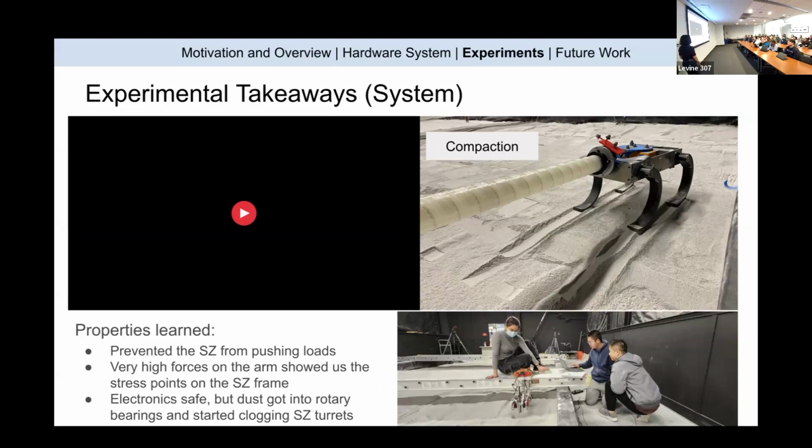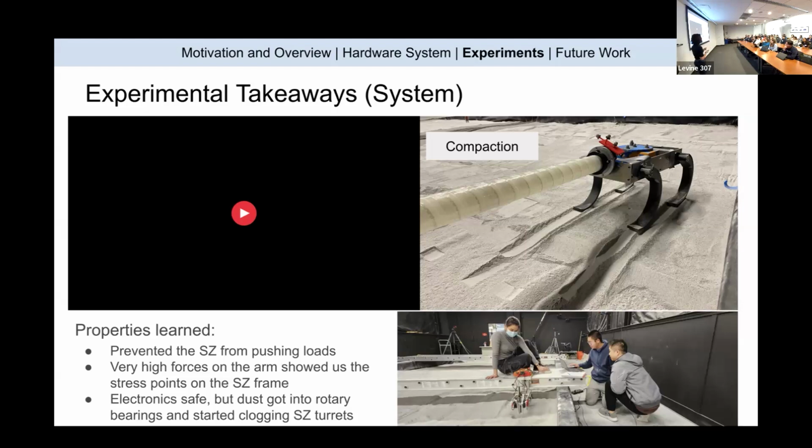is that because it was so dense, it prevented our spiral zipper from being able to push the loads as much as we wanted it to. So some of the design modifications will be strengthening the spiral zippers so they're strong enough to actually pull our desired loads through. It also showed us where all the stress points were on the turret part, the frame. So again, some of the redesign work will be strengthening up all of those things.